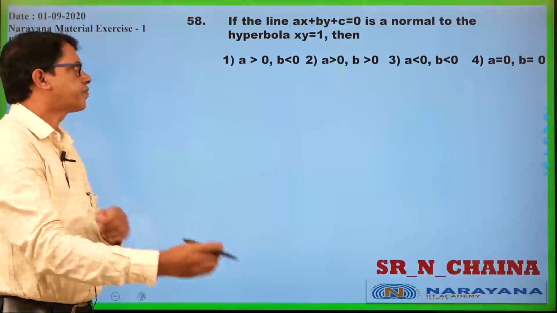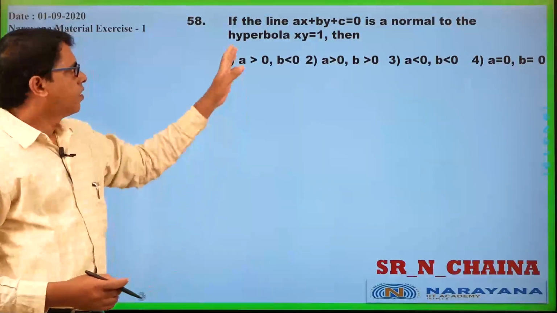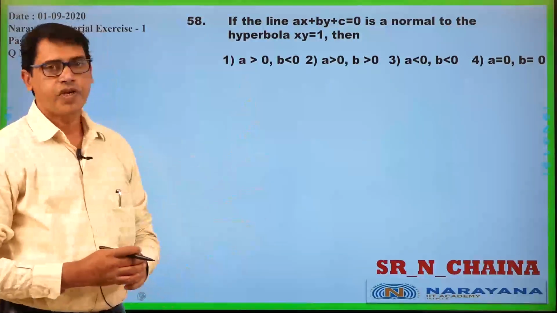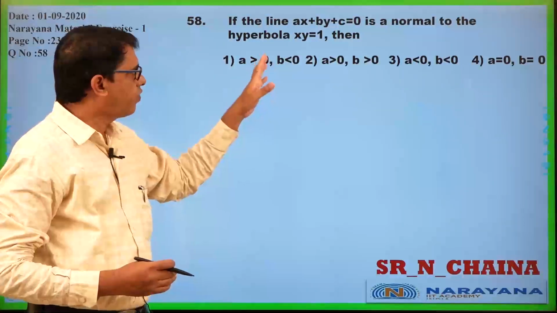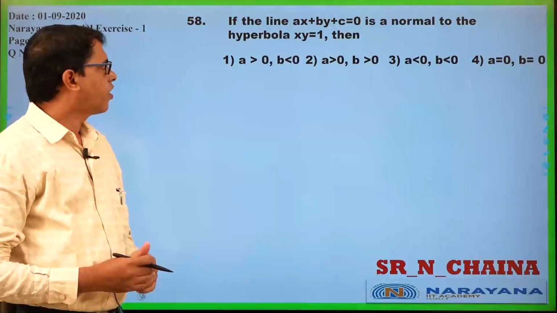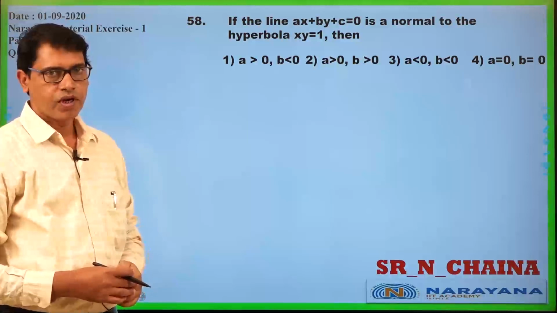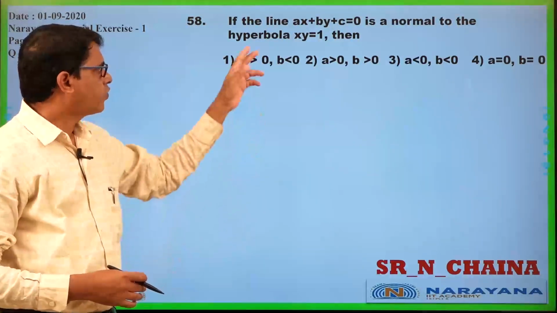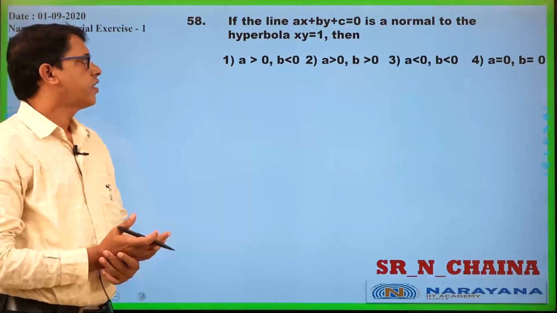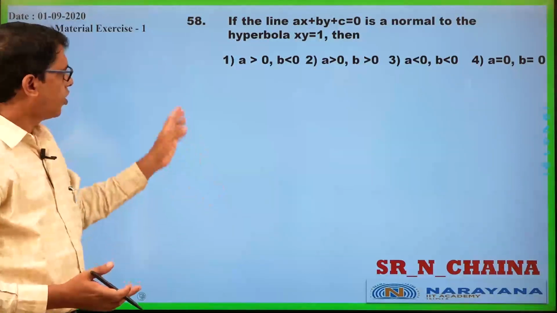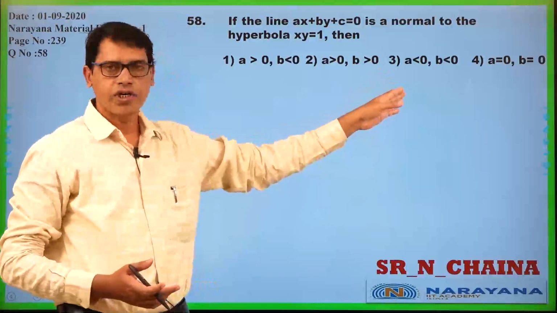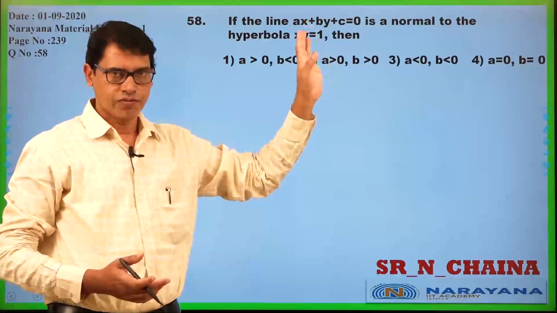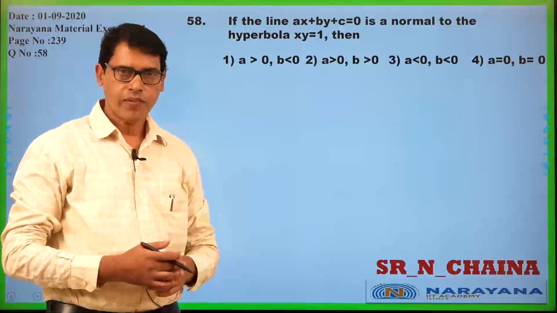Here, if the line ax plus by plus c equals 0 is a normal to the hyperbola xy equals 1, then the conditions given are: a positive, b negative; then a positive, b positive; both negative; then both are 0. Both are 0. Okay.